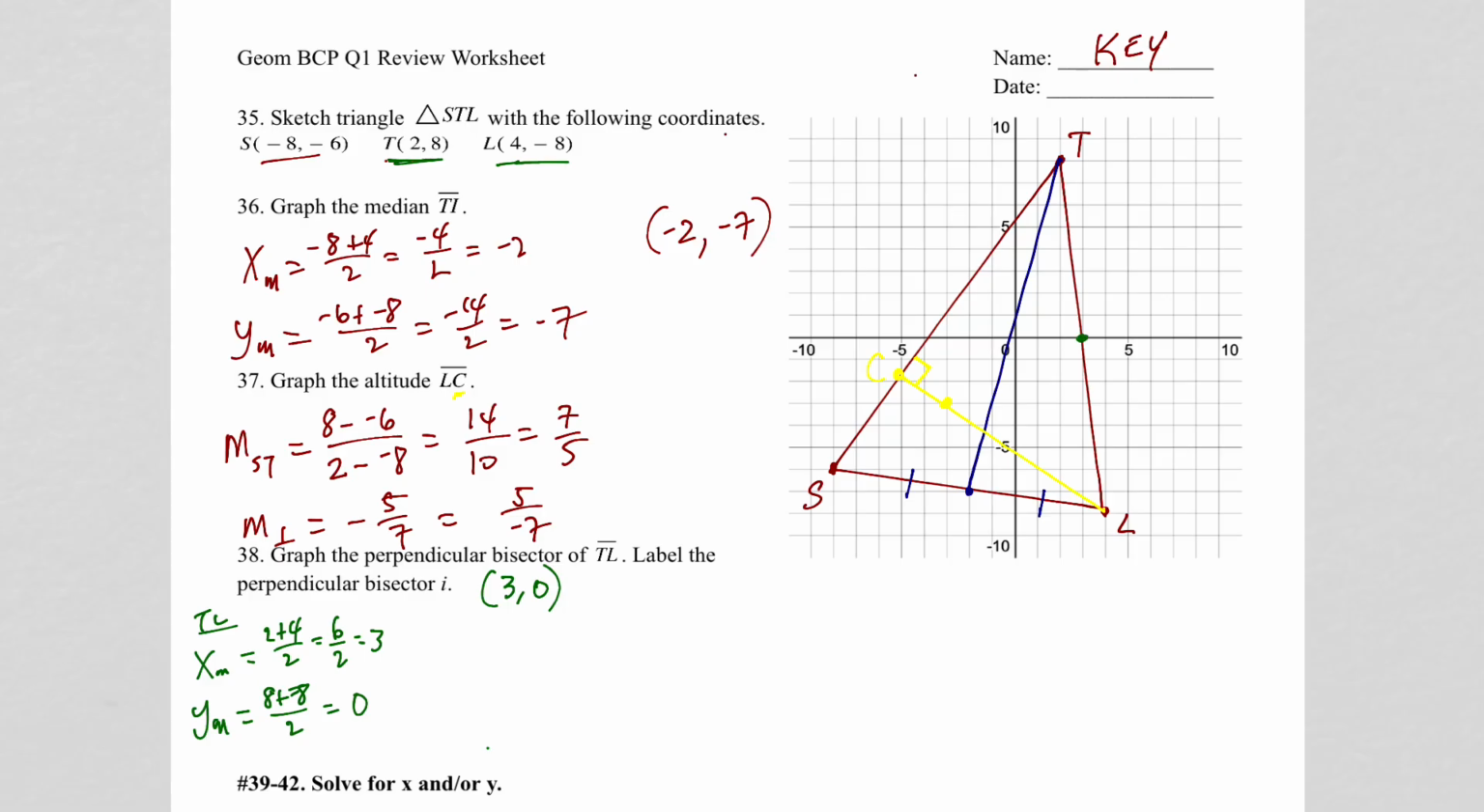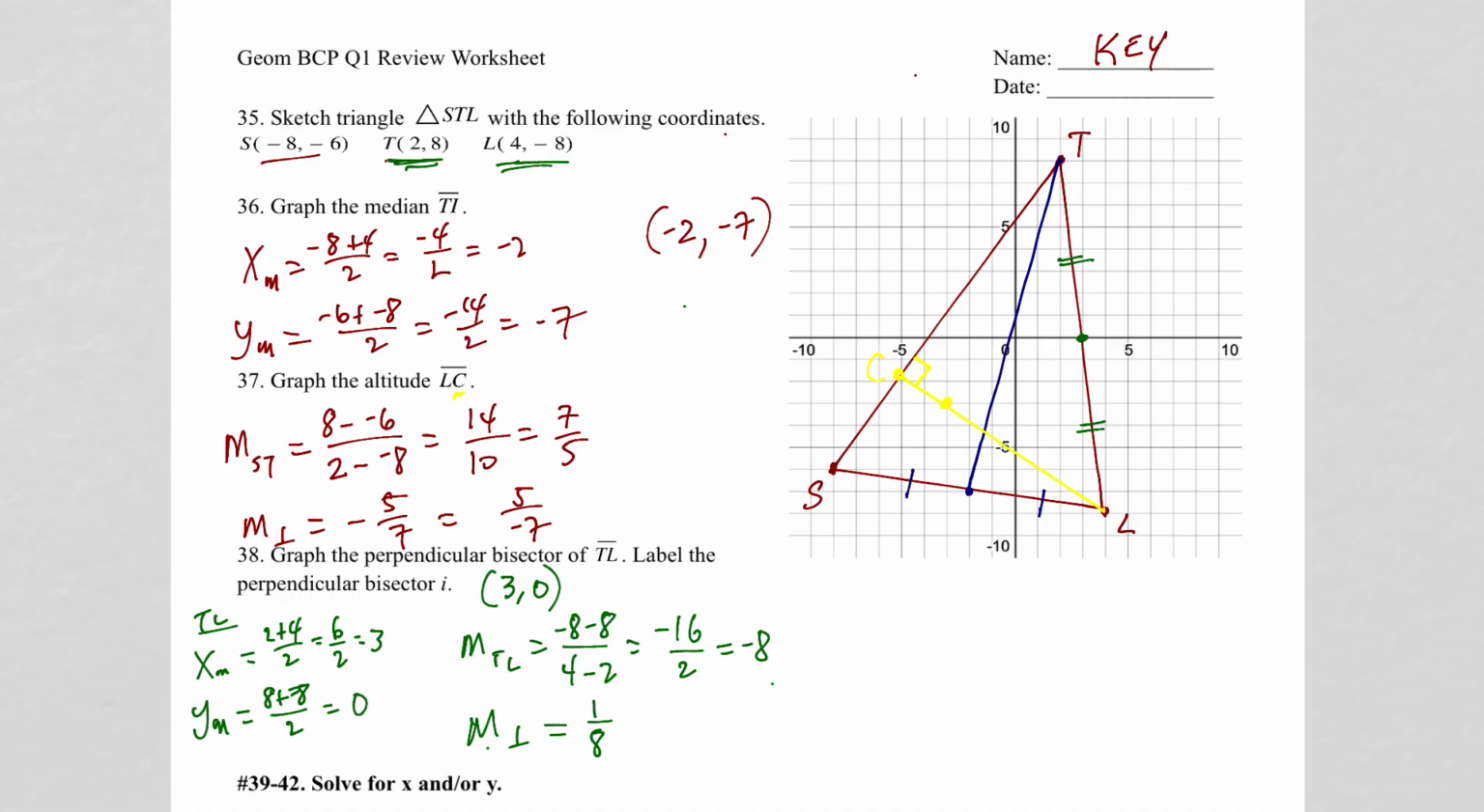Okay? And then I got to make 2 of these marks because I already used a 1. So that's the second one. And then I also need to know the slope of this so I know how to go perpendicular through that point. So the slope of TL is y2, this is TL, negative 8 minus y1 over x2 minus x1, which is negative 16 over 2, which is negative 8. So the slope of the perpendicular is positive 1 over 8.